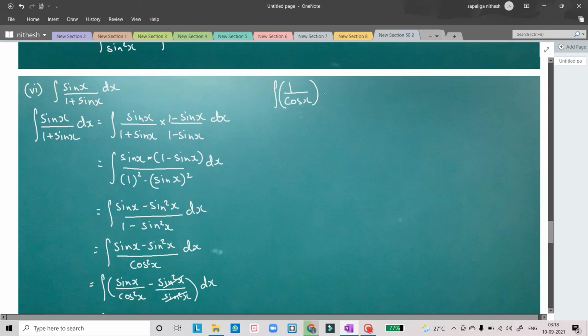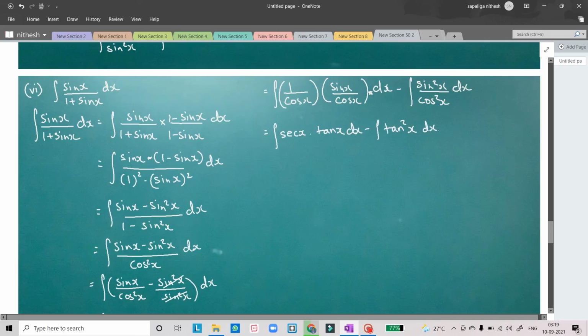And we integrate. We write the cos square x separate in the first function. So we write 1 upon cos x, sin x upon cos x dx, minus integral sin square x upon cos square x dx. Now in the first function we can write 1 upon cos x as sec x, sin x upon cos x as tan x, minus sin square x upon cos square x gives us tan square x.